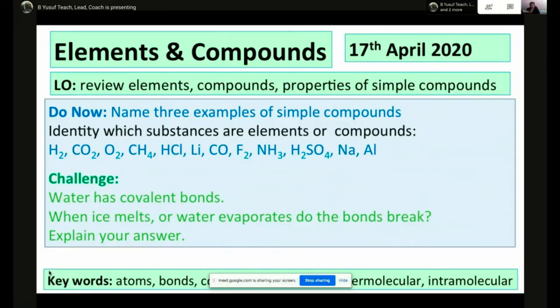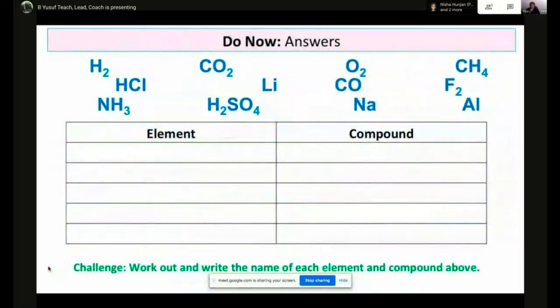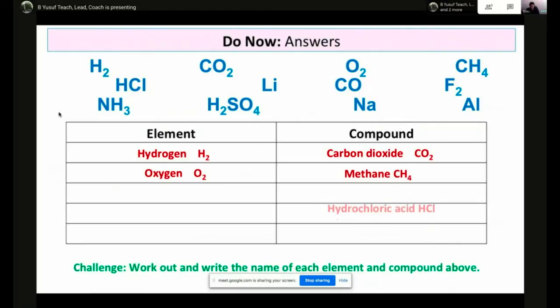So, how did you get on with the do now activity? In blue, you've got all the different substances that were listed in the previous slide. And we're now going to look at which ones represent an element and which ones represent compounds. How many did you identify? So hydrogen, H2, element. Carbon dioxide, CO2, compound. Oxygen, O2. Methane, CH4, compound.